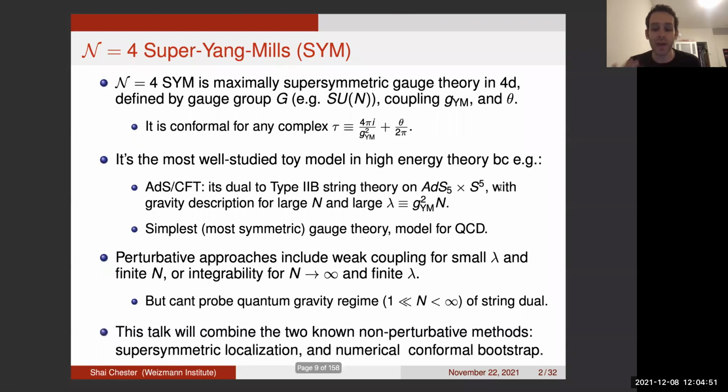We would like to have some method which can work at both finite N as well as finite coupling. Prior to this talk, there are 2 known non-perturbative methods for finite N and finite coupling. The first one is supersymmetric localization, and the second one is the numerical conformal bootstrap. I will briefly review each.